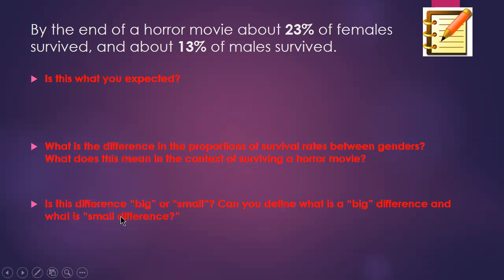So I want you guys to go ahead and, on your activity, we're now in the 2.13 class activity, okay? In your activity, I want you guys to answer these 3 questions. Is this what you expected? 23% female versus 13% male survival. And then what is the difference in the proportions of the survival rates? So literally difference. What's the difference between these 2 rates? And what does this mean in the context of surviving a horror movie? And then is this difference big or small? Can you define what is a big difference and what is a small difference? Okay. So I'm going to give you guys about 3 minutes to answer these. And then we'll look over them.